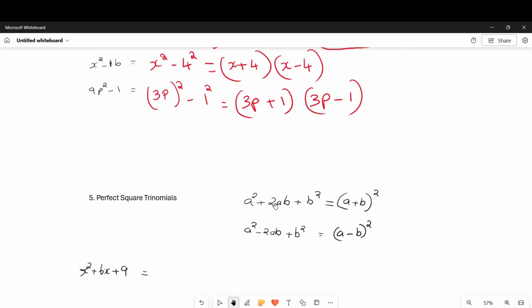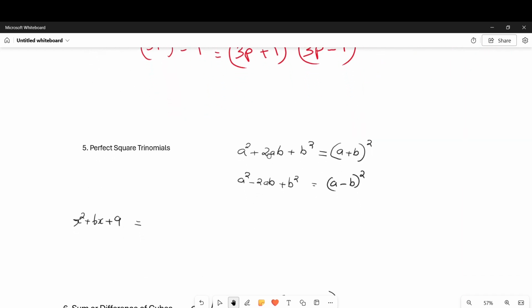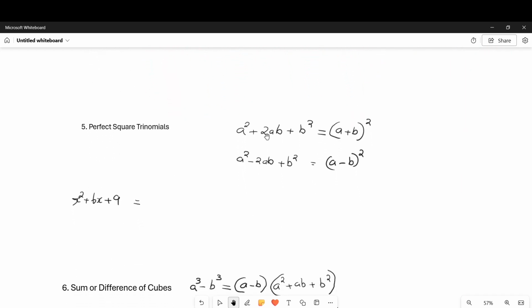Okay, let's move to the fifth one, perfect square trinomial. What is a perfect square trinomial? a plus b the whole square. From childhood, from basic school level, we know these two equations by heart. So a plus b the whole square is equal to a square plus 2ab plus b square. And a minus b the whole square is equal to a square minus 2ab plus b square.